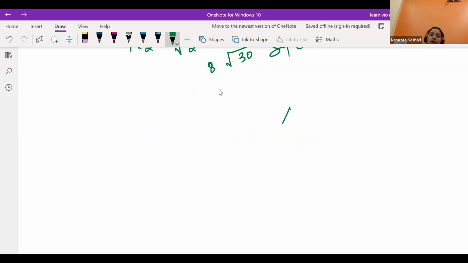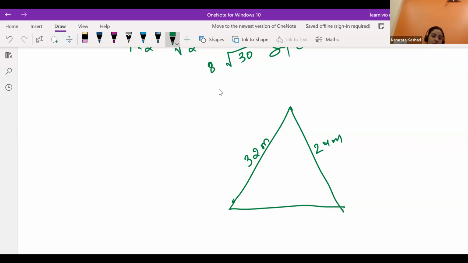A triangle we are having. Okay, I'm not writing it, I'm just showing it in the figure. One of the sides is 32 meter, another side is 22 meter, and another side is 40 meter. Okay, the name of the triangle is ABC. Please find the area by using Heron's formula.